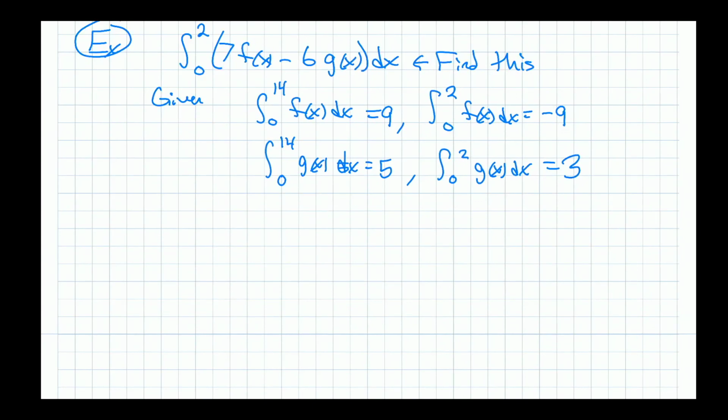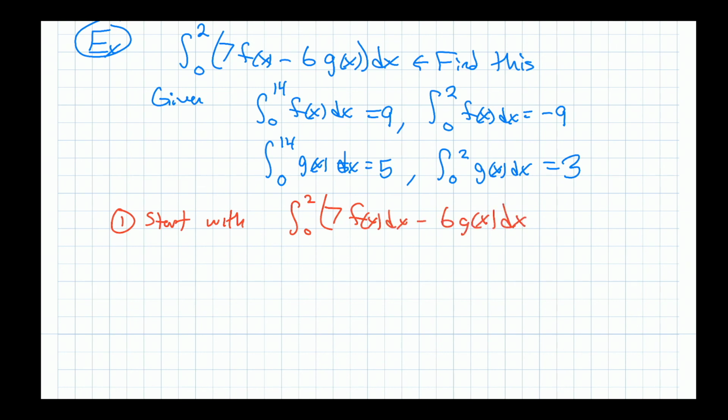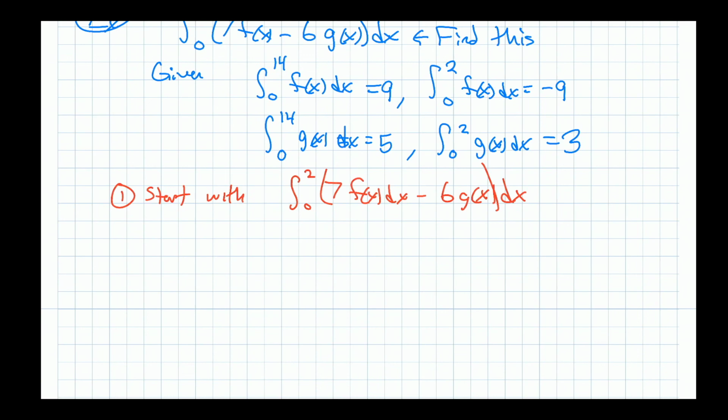So here's what you're supposed to do. Start with what you're supposed to find, which is the integral from 0 to 2 of 7 f of x dx minus 6 g of x dx. Okay, so what are you supposed to do? You're going to apply the rules.